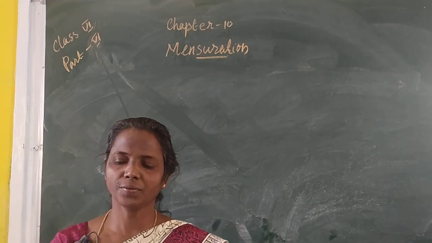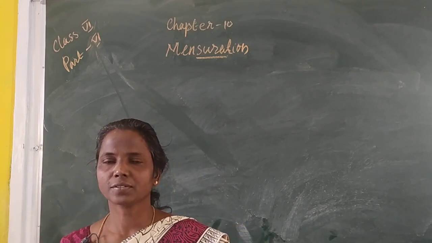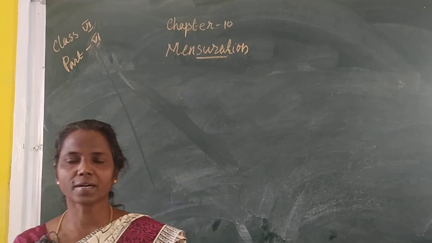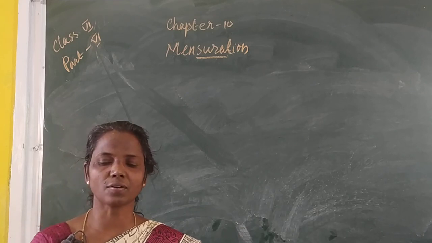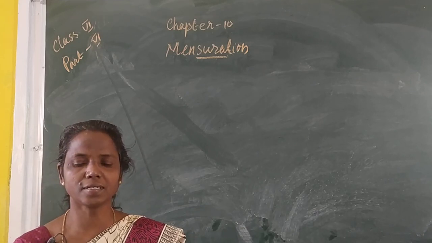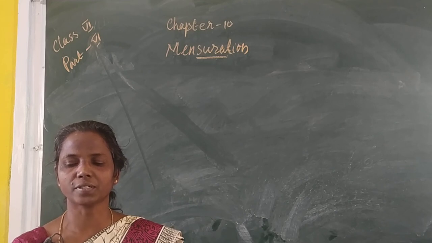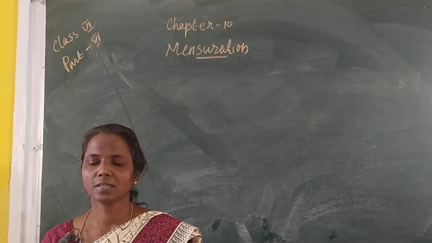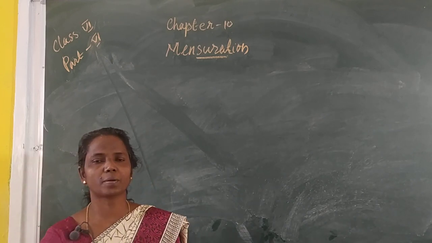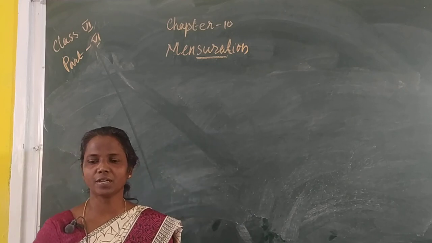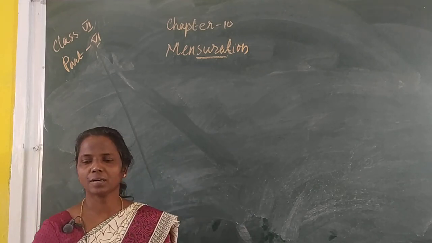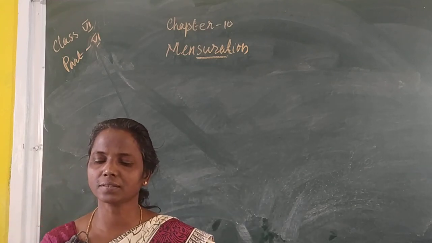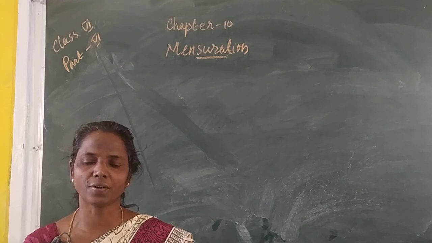Question number 50. CT runs around a square park of side 75 meters. Bulbul runs around a rectangular park with length 60 meters and breadth 45 meters. Who covers less distance? Here CT runs around a square park, its one side is 75 meters, and Bulbul runs around a rectangular park, its length 60 meters and breadth 45 meters.